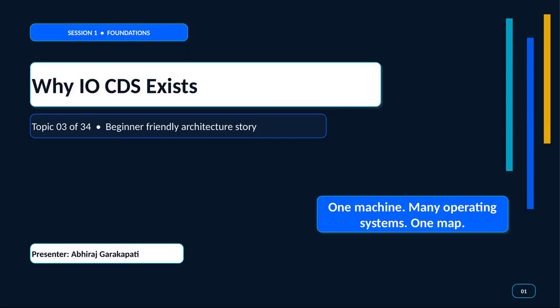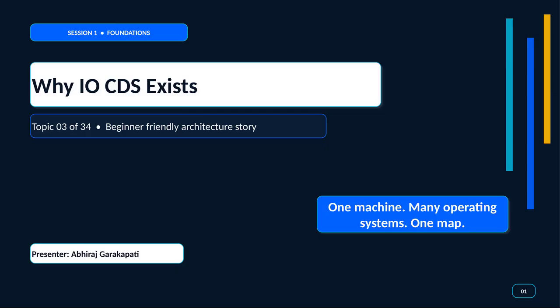Knowing what the IOCDS is gives us a name. Knowing why it exists gives us the real story. Imagine walking into a huge control room where many operating systems are running at the same time on the same Enterprise Z machine. Each one needs storage, network paths, and devices, but they cannot all grab whatever they want. If they did, the environment would become like a crowded city with no traffic lights, no lanes, and no rules.